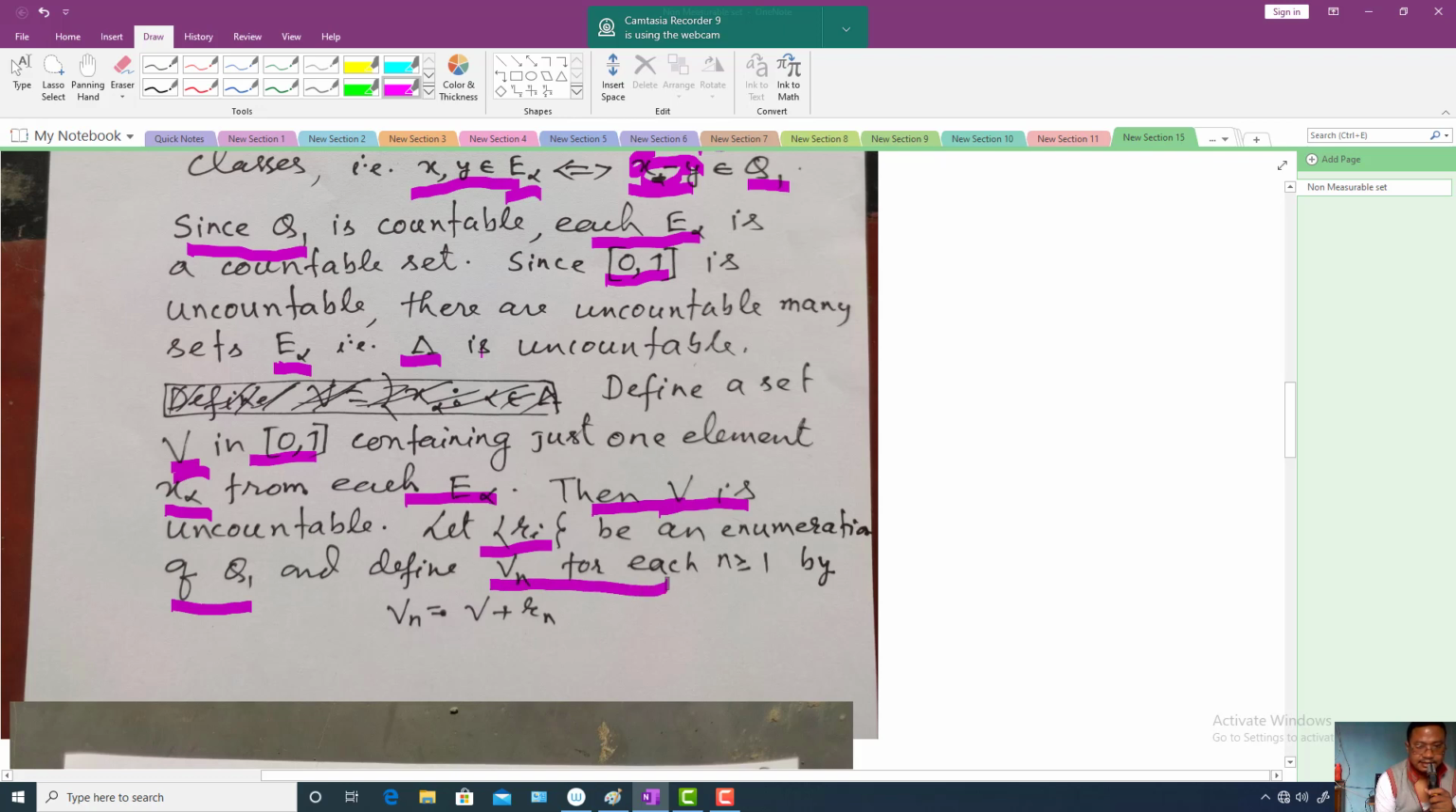Then let us define Bn. For each natural number n greater than or equal to 1, let us define the new set Bn. How do we define it? Bn is equal to V plus Rn. You take one rational number from here, you add it to the set V, and then you will get the set Bn. All right, so let us see the construction of V here.